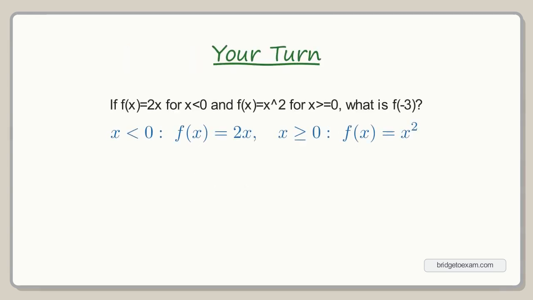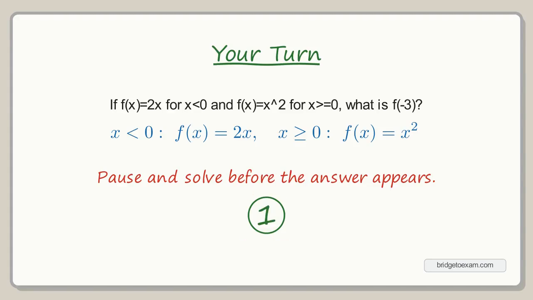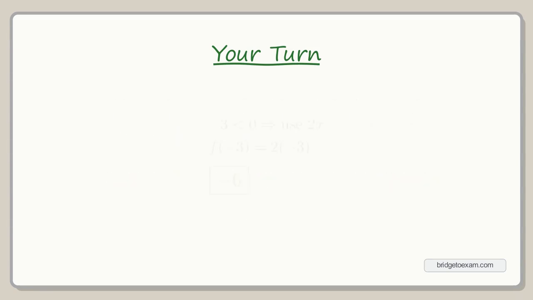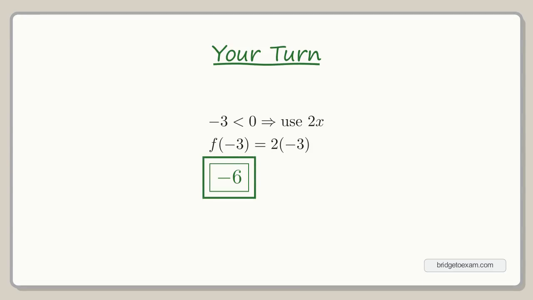Your turn. If f of x equals 2x for x less than 0, and f of x equals x squared for x equals 0, what is f of negative 3? Here is the solution. Work line by line. Then check the final answer against the original question.